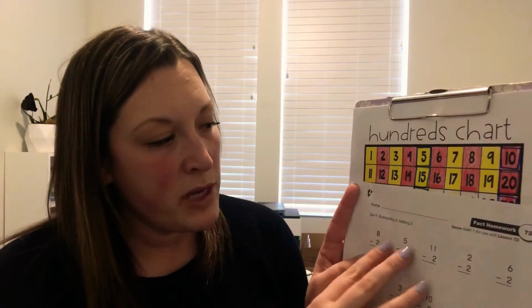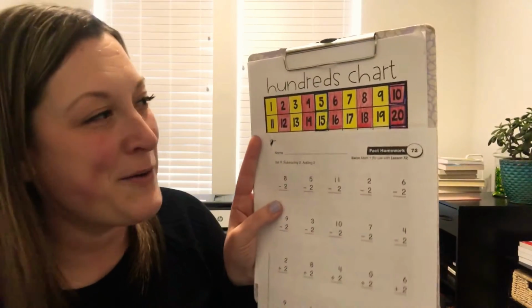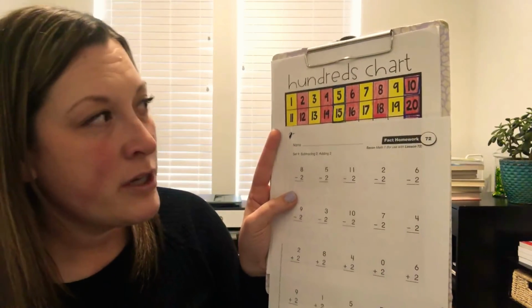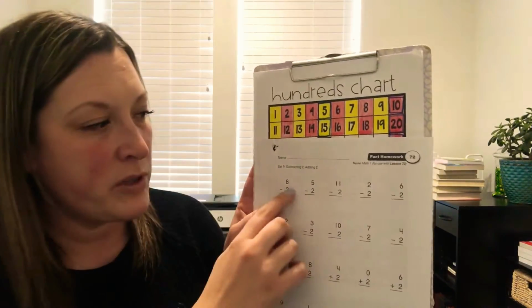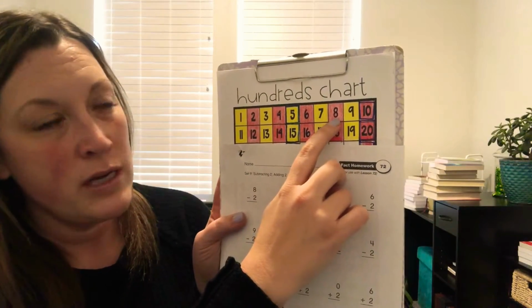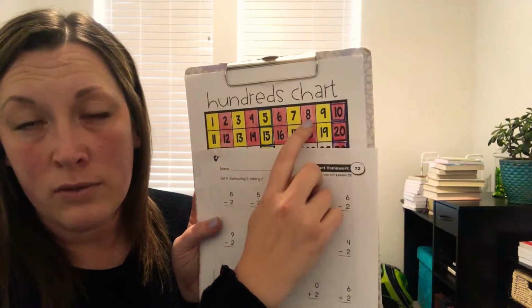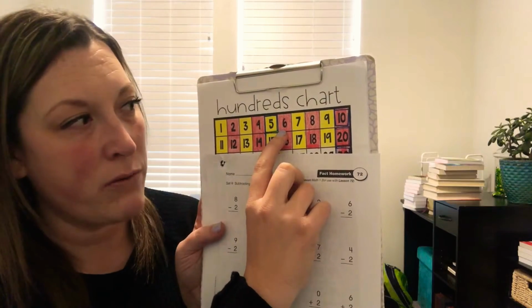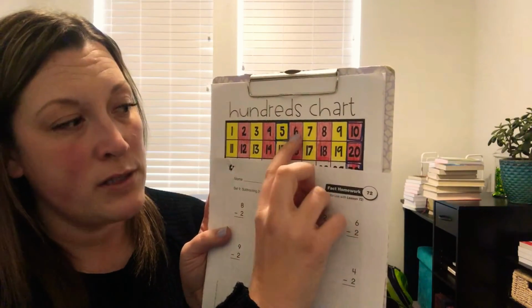If we do our math facts today, we're going to be doing minus 2. Not if we do our math facts, because we're going to do them right now. But you would do minus 2, which means you're just going smaller by 2 numbers. So if it says 8 minus 2, 8 minus 2 equals 6, because you're just going backwards 2. 1, 2. So I am going to put the hundredths chart away, and if you have one, you can use it to do this, of course.